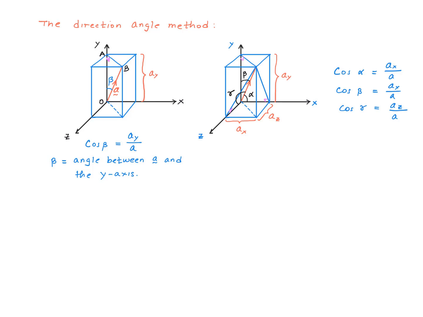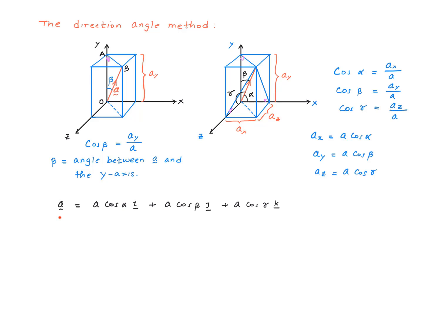Supposing, say, we also know these other two angles, alpha and gamma. Just as beta is the angle between the vector A and the y-axis, alpha is the angle between the vector A and the x-axis, and gamma is the angle between the vector A and the z-axis. Now on the basis of this, we see cosine alpha is simply AX over A, and cosine gamma is simply AZ over A. Now rearranging these equations, we see AX equals A times cosine alpha, AY equals A times cosine beta, and AZ equals A times cosine gamma. In other words, we found the three components of the vector A.